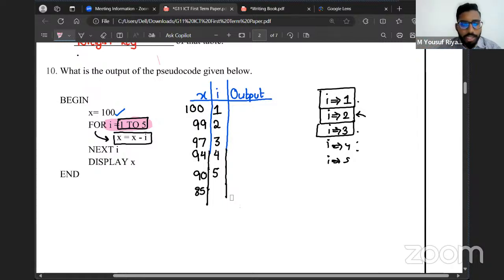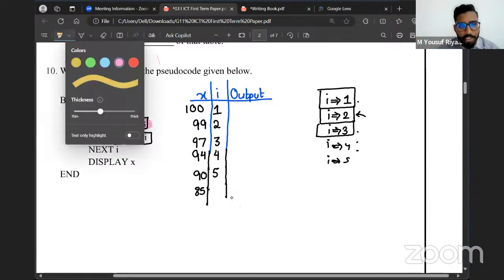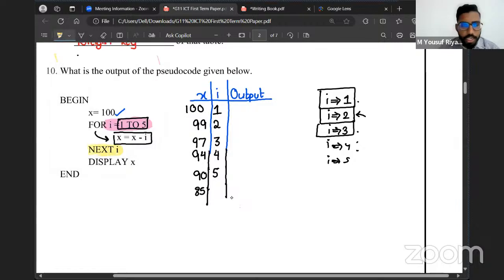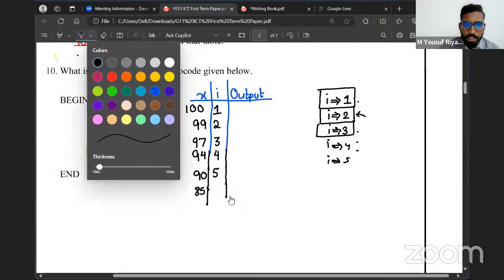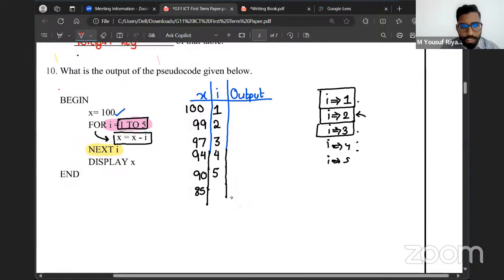And then after the for loop, we have the next instruction called next I. This next I is not there in your syllabus, but sometimes you might get this in your paper. What next I means is to add one more value to I. It's like I equals I plus 1. You can write I equals I plus 1 indirectly by saying next I. Based on that, tell me what will be the new value of I when you say next I. Exactly. I is going to become 6.